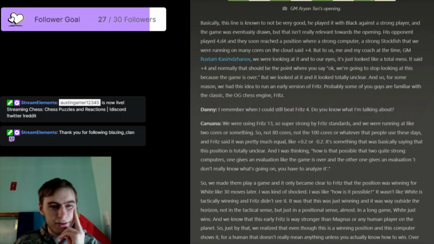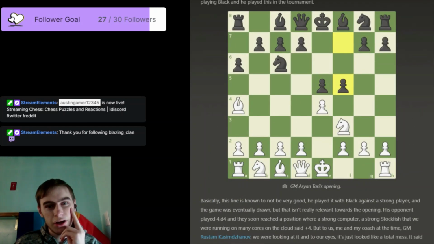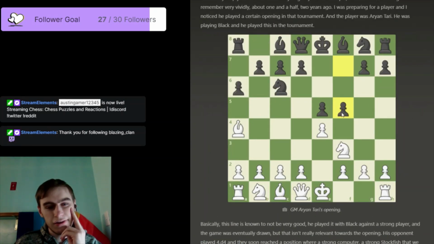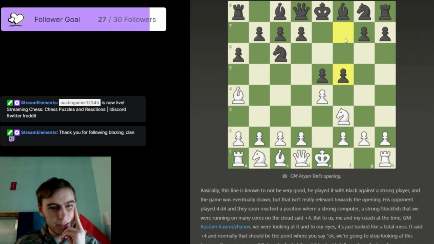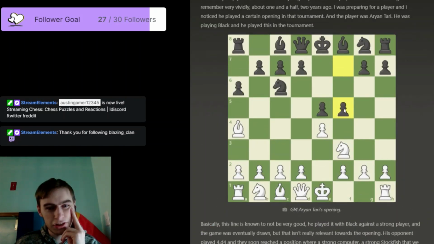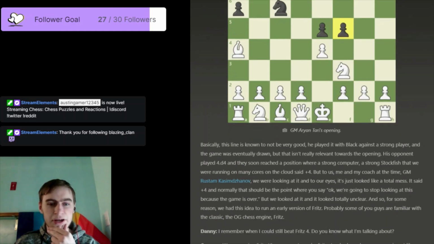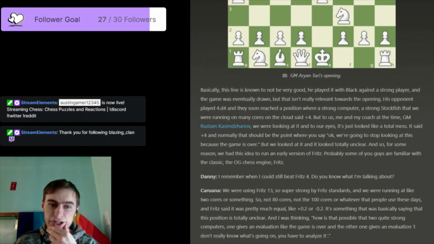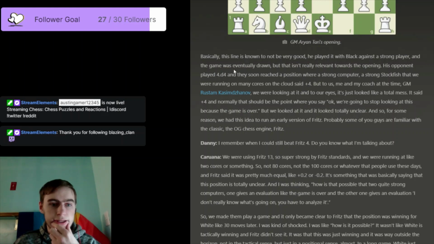Basically, this line down is known not to be very good. He played it with black against a strong... Well, I think the reason why it's not known to be very good is he played it with black. Like you're pushing your kingside pawns, which usually, whenever you castle kingside, protect your king. So, yeah, I can see why Fabiano says it's not very good. And the game was eventually drawn, but that isn't really relevant towards the opening.